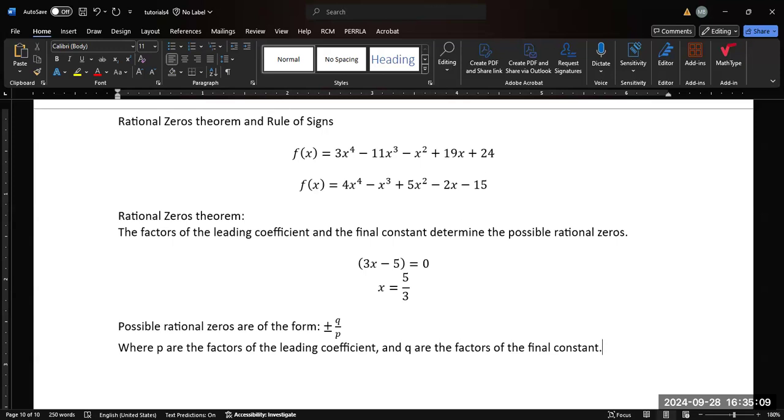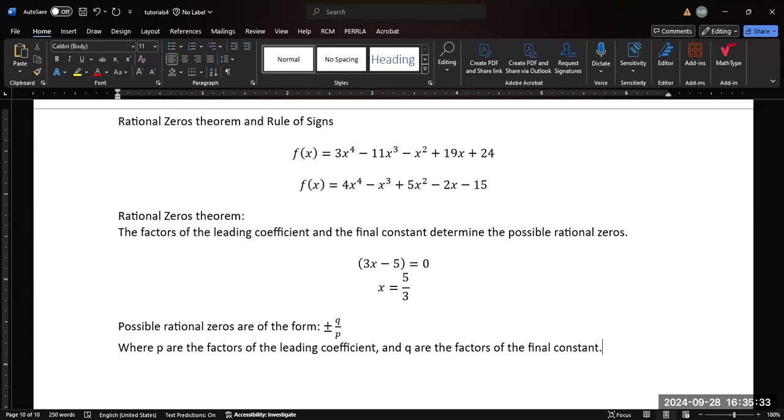Now, I will just note briefly that if you don't have a final constant, that means there's an x on every term, assuming you put it in descending order. Then factor out that extra x, however many x's you need, and the resulting factor with a constant can be applied to this.